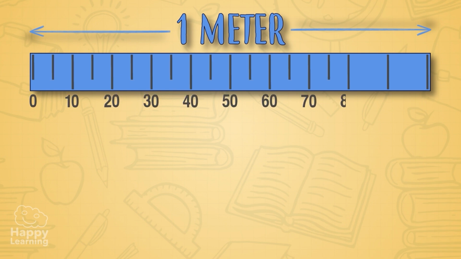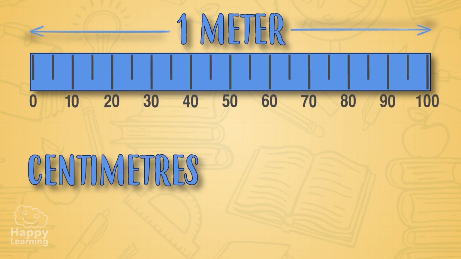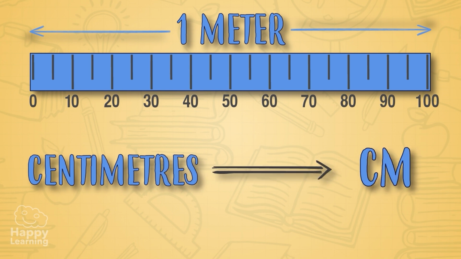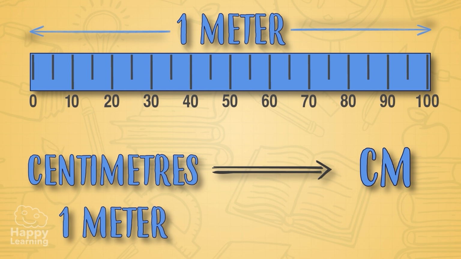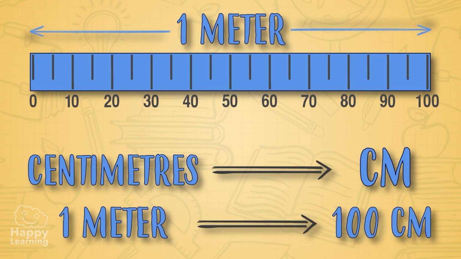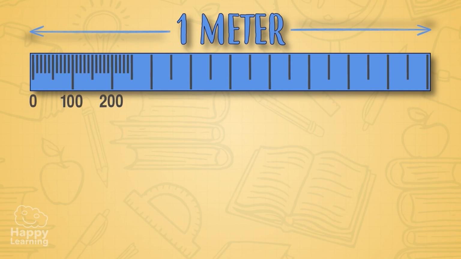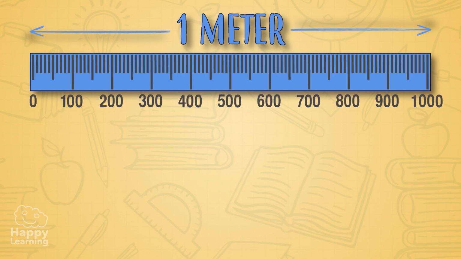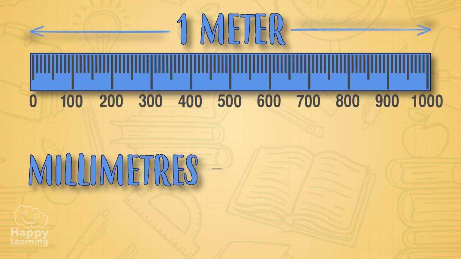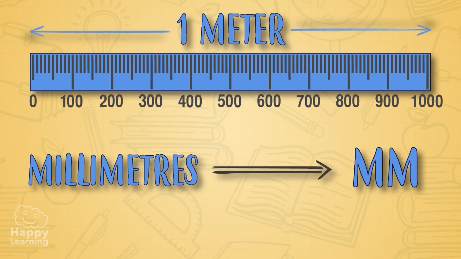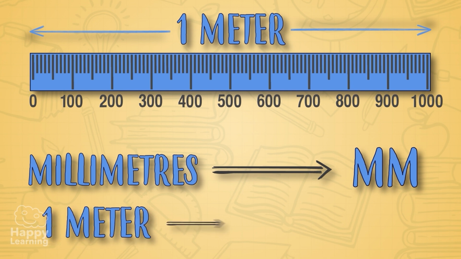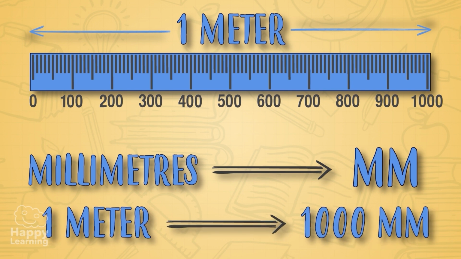If we divide it in 100 equal parts, we call this centimeters, and we represent them with the letters cm. A meter has 100 centimeters. And so, if we divide the meter into 1,000 equal parts, we call these tiny parts millimeters, and they are represented by 2 m's. 1 meter has 1,000 millimeters.